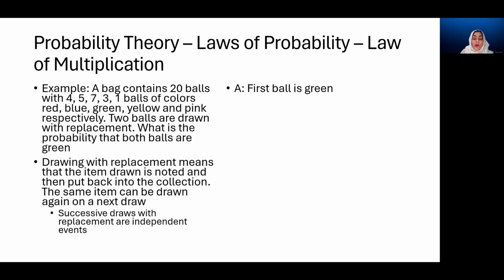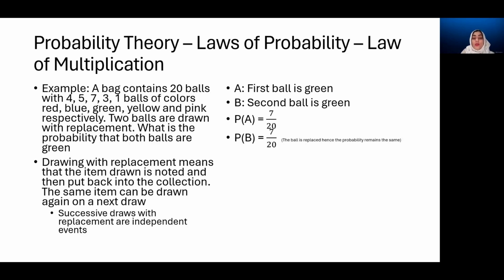Event A is defined as the first ball is green. Event B is that the second ball is green. Now we need to find the probability that both of the balls are green. So P of A is 7 by 20, because each of these balls is equally likely to be drawn, and 7 of the balls are green. So 7 by 20 is the probability of drawing the first ball as a green ball. After drawing this ball and noting the color, we put it back. So in the bag, the number of green balls is 7 again. So P of B is again 7 by 20.